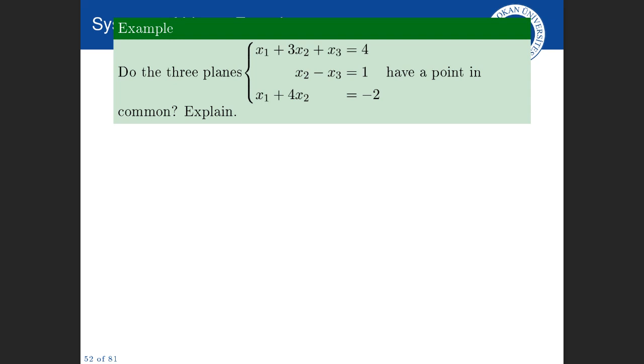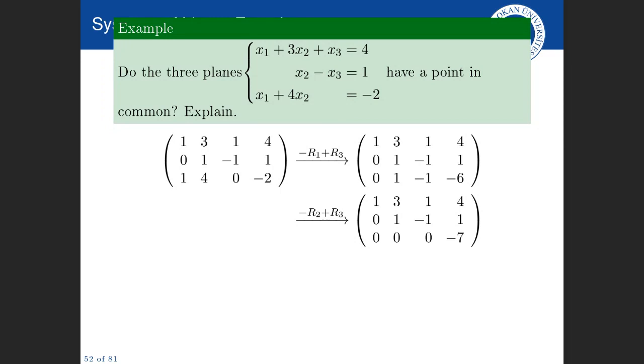And then one more example before I take a break. Do the three planes, x1 plus 3x2 plus x3 is equal to 4, x2 minus x3 is equal to 1, x1 plus 4 over x2 is equal to minus 2, have a point in common? Explain. The question is really asking, is this linear system consistent? Is there one point x1, x2, x3 which satisfies all three equations, or is on all three planes simultaneously?